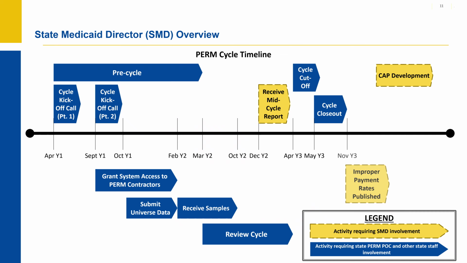In November of year 3, State Medicaid Directors will see and review the published improper payment rates. In December of year 3 through February of year 4, State Medicaid Directors are involved in Corrective Action Plan, or CAP, development.